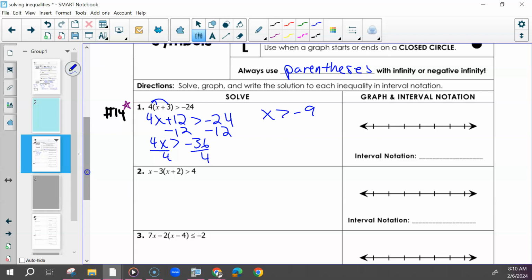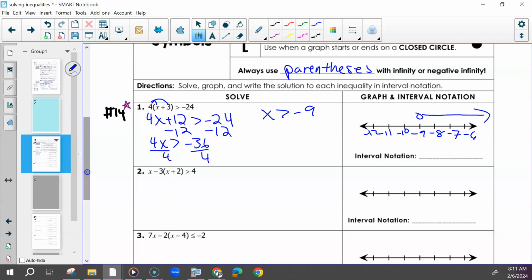So graph it just like normal. Fill up your graph. Would that be open or closed? Open. Going to the left or to the right? To the right. Everything greater than negative 9.